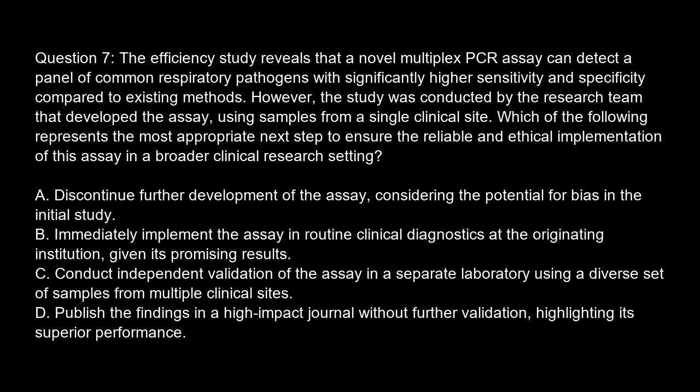Option A. Discontinue further development of the assay, considering the potential for bias in the initial study. Option B. Immediately implement the assay in routine clinical diagnostics at the originating institution, given its promising results. Option C. Conduct independent validation of the assay in a separate laboratory using a diverse set of samples from multiple clinical sites. Option D. Publish the findings in a high-impact journal without further validation, highlighting its superior performance.